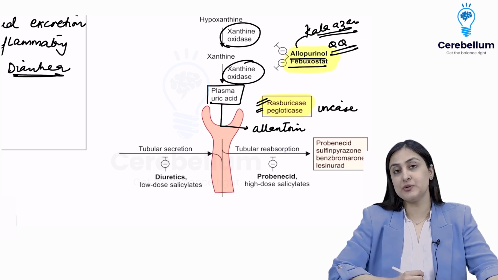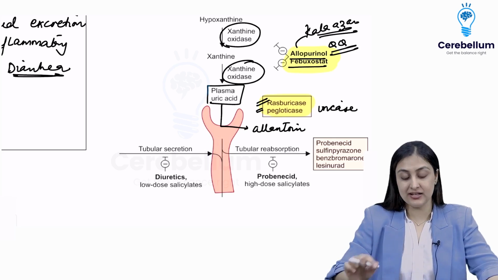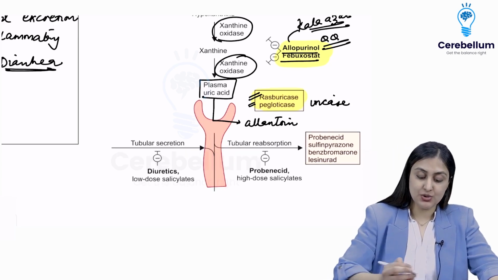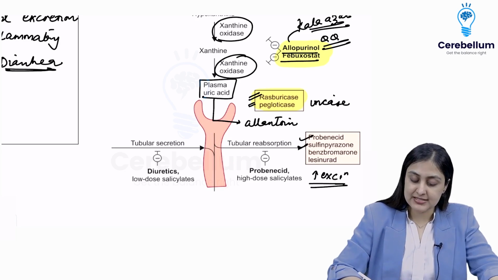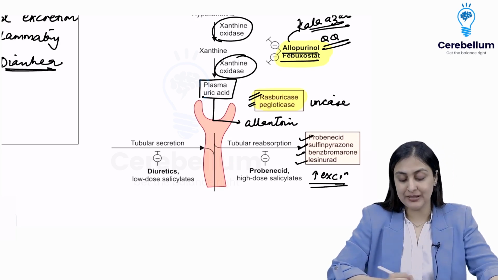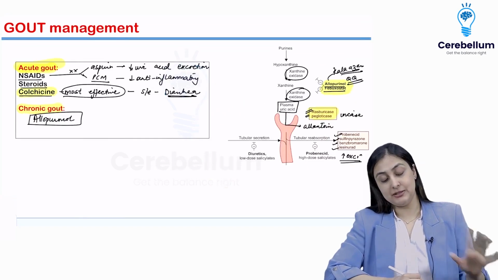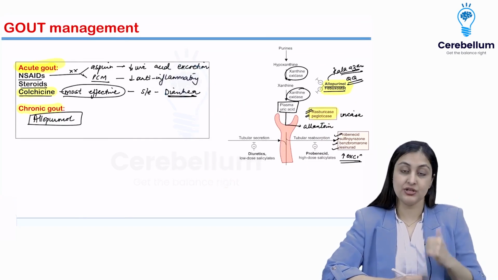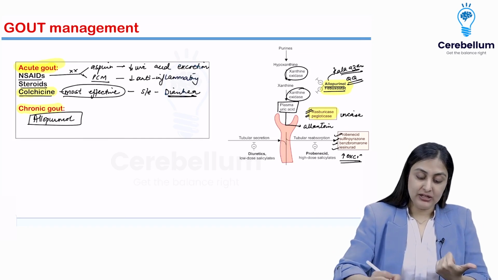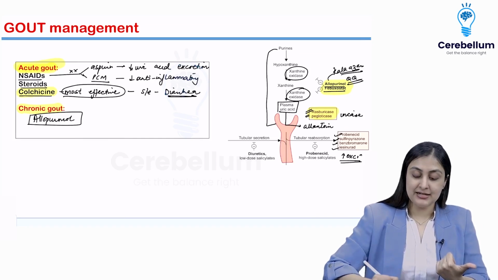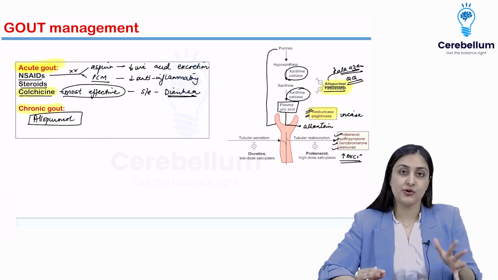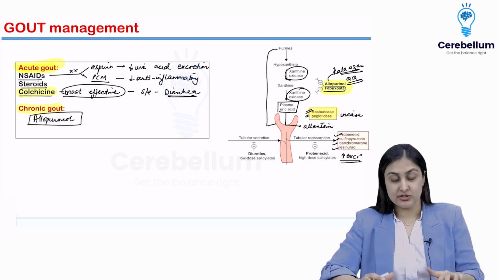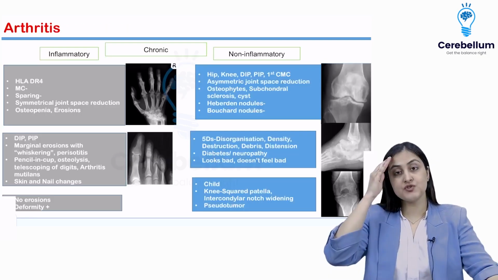So these are the treatments that can be given for chronic gout. In addition, we can also increase the excretion of uric acid in chronic gout. So all of these drugs, probenecid, sulfinpyrazone, benzbromarone and lesinurad, can be used for increasing excretion. Alright, so metabolic drugs to reduce uric acid or to increase excretion are the management pillars of gout. Okay, very important. Talking about approach to diagnosis of arthritis.